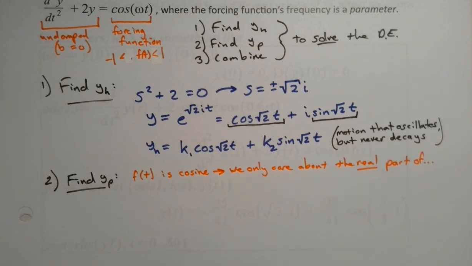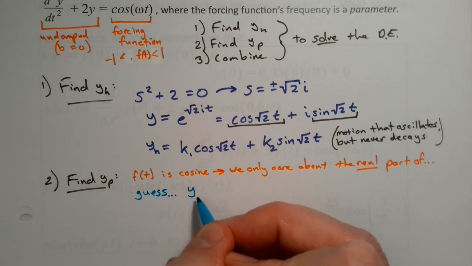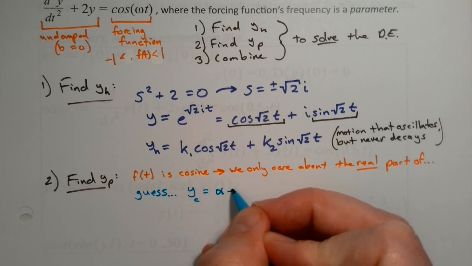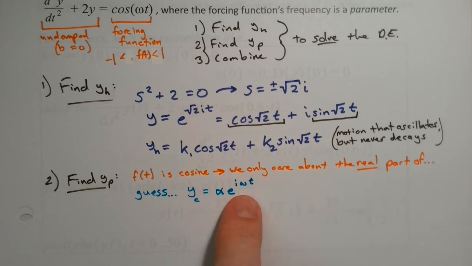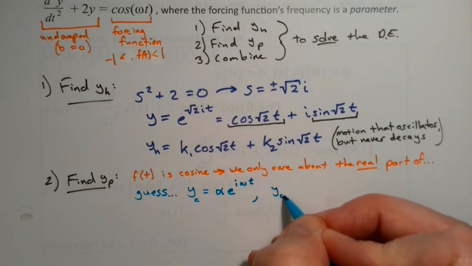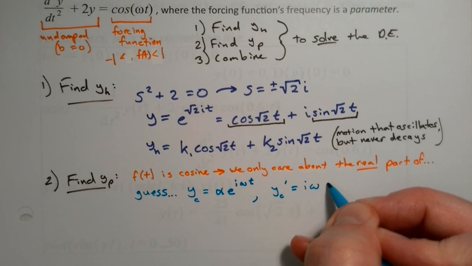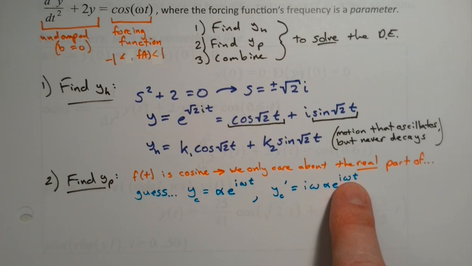And we only care about the real part of our guess, and our guess in this case is going to be our complexified guess, if you want to think of it that way, is some alpha times e to the i omega t, where omega comes from our cosine function right there. So that omega is still sitting in there, right? And so if that's our guess, then that means we have our complexified guess's first derivative, which would just be i omega times alpha times e to the i omega t, because the derivative of the exponent comes down.